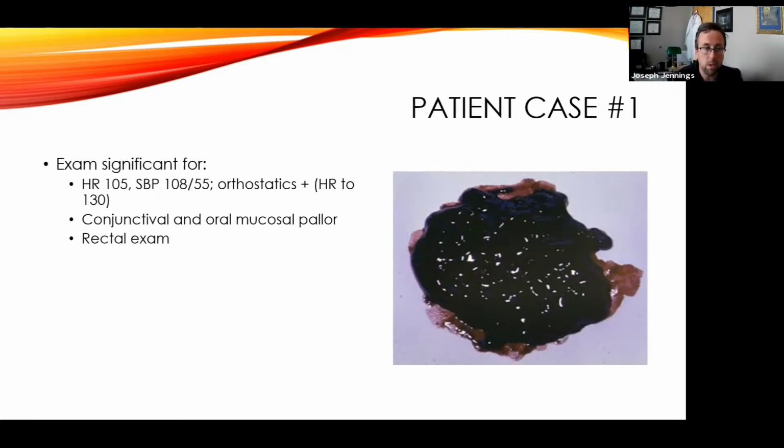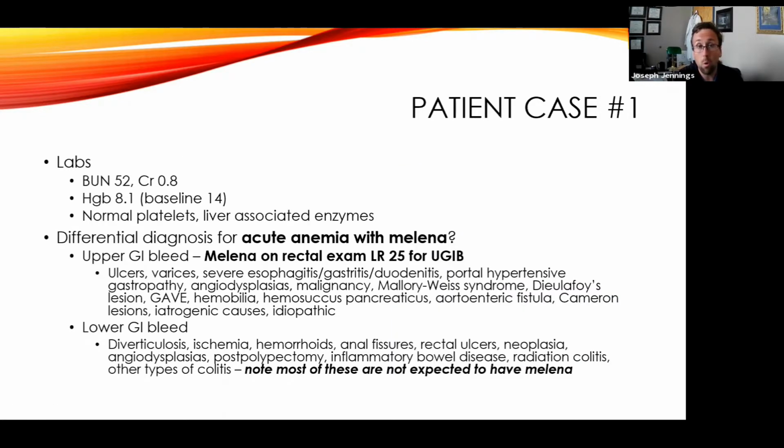There's mucosal and conjunctival pallor, and then the rectal exam shows dark tarry stool mixed in with some brown stool, consistent with melena. So labs, some workup that was already started maybe by the ER. BUN is markedly elevated at 52 with a normal creatinine. Hemoglobin was 8. You'll remember from the stem, they told us the baseline labs were normal. We found out that his hemoglobin was 14. Normal liver enzymes, normal platelets.